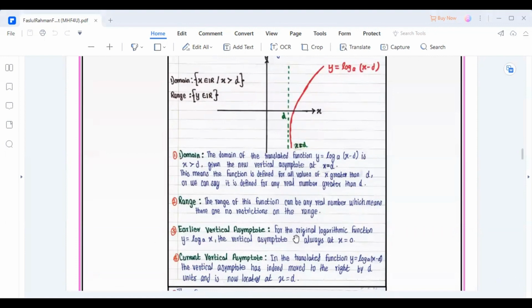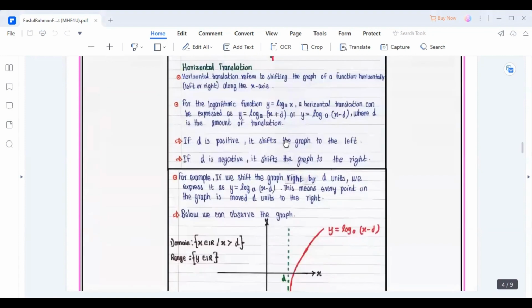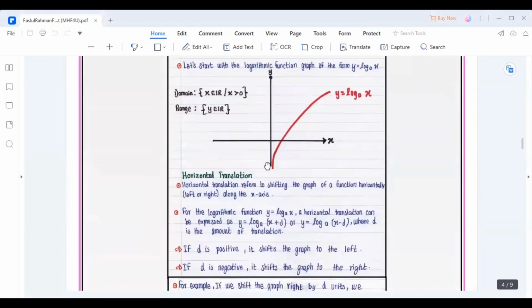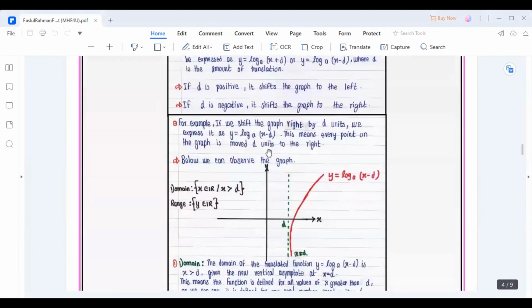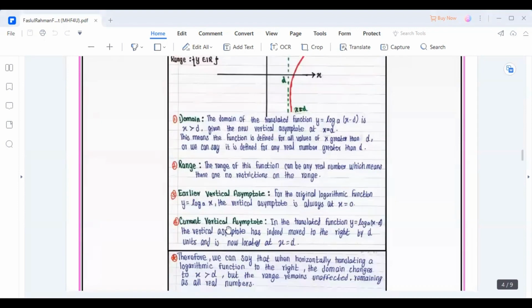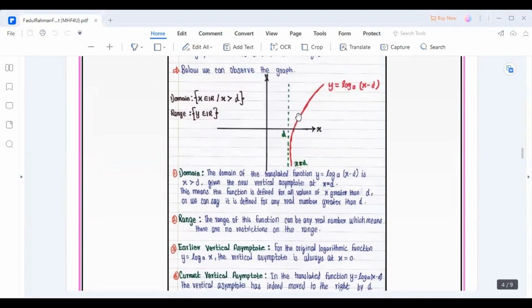Earlier vertical asymptote. For the original logarithmic function y equals log a x, the vertical asymptote is always at x equals 0. Current vertical asymptote. In the translated function y equals log a (x minus d), the vertical asymptote has indeed moved to the right by d units and is now located at x equals d. We can see here it is moved.